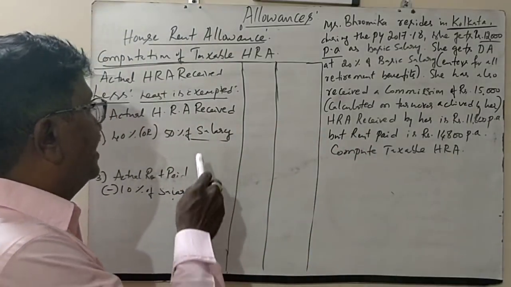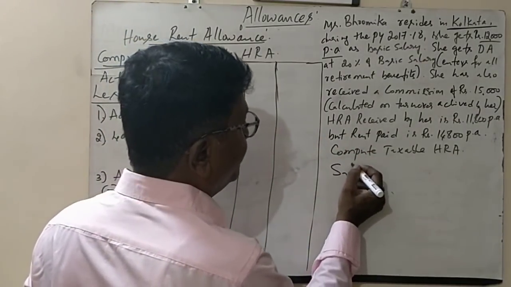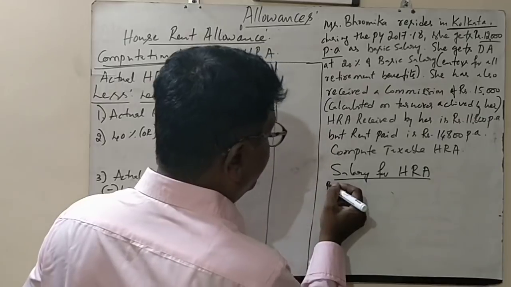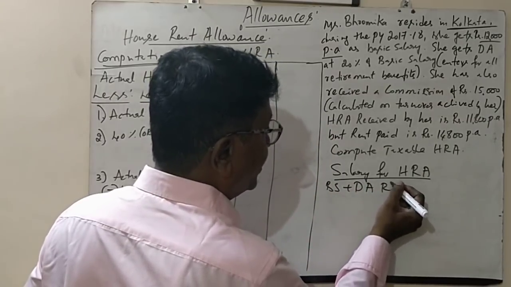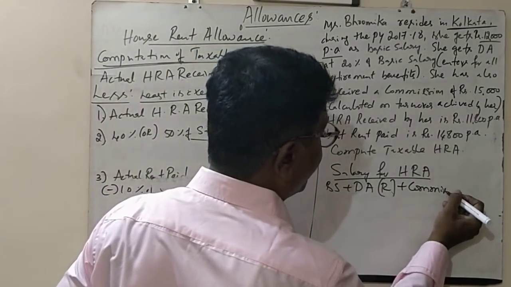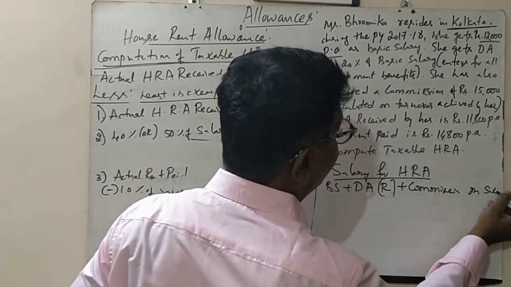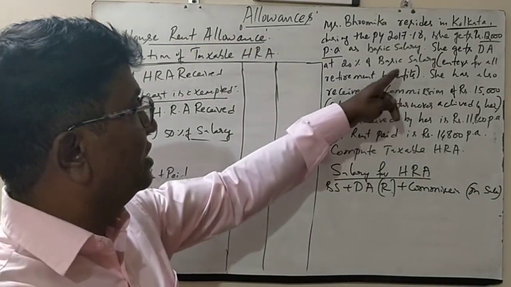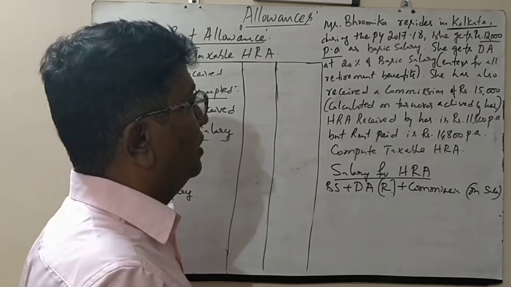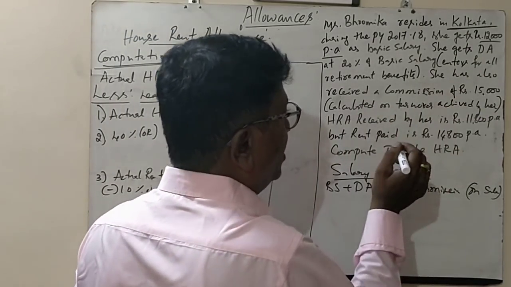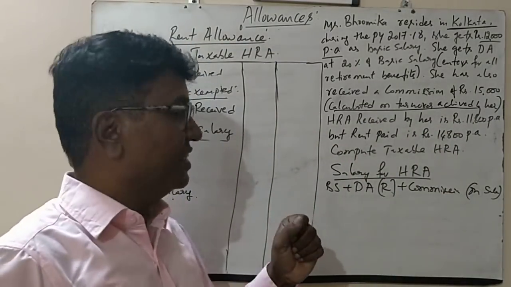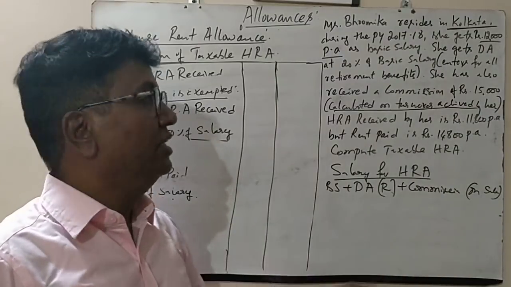See, here salary for the purpose, I will write here. Salary for HRA is basic salary plus DA. It should enter into retirement benefit. Plus commission on sales. That means here she is given DA 20% of basic salary entering into retirement benefit. She has also received commission of rupees 15,000 calculated on turnover or sales. That means all the 3 points are coming over here.